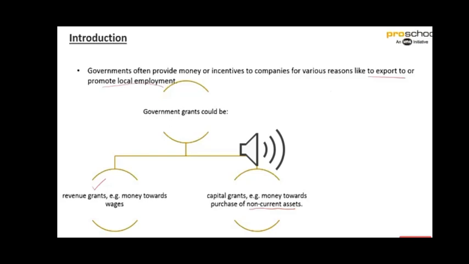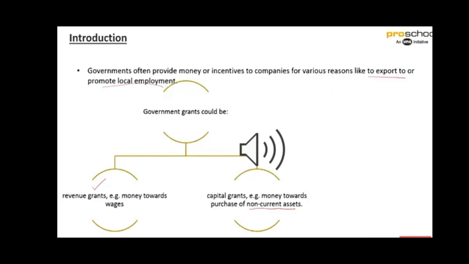Revenue grants are the income for the company. This is directly provided by the government to the companies in the form of some incentives, economic benefits. So that will reduce the expenditures of the companies. For example, if the government provides a part of the wages to the company, the wage payment that the company has to pay to their employees will be reduced. So to that extent, the company will be benefited. A part of the expenditure will be borne by the government. That is a revenue grant, because it is a revenue or income to the company. It is a direct revenue to the company from the government.